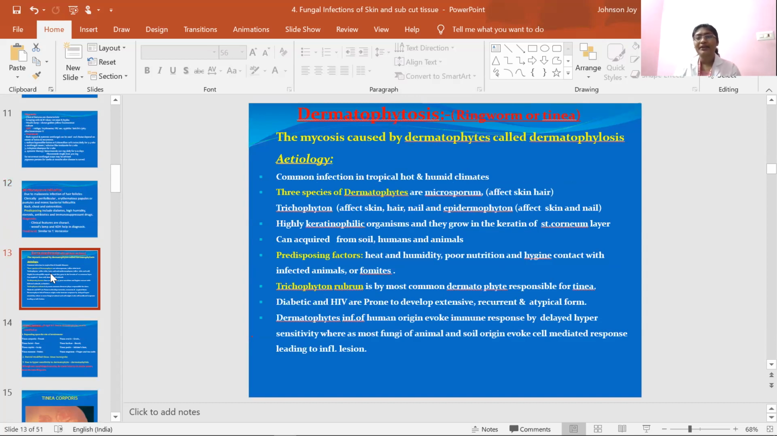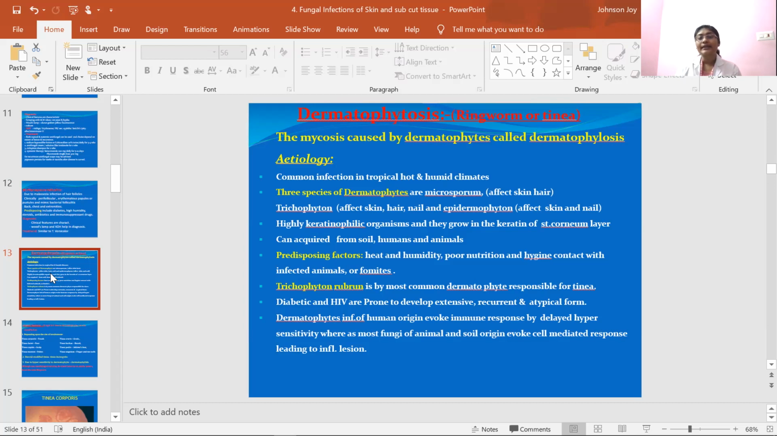This mycosis is caused by dermatophytes, called dermatophytosis. Now, the etiology is that it is a common infection in tropical, hot and humid climates. There are 3 genera of dermatophytes, and Microsporum mainly affects the skin and hair. Now, Trichophyton affects skin, hair, and nail. For an easy way to remember, tri means 3, so it can affect skin, hair, as well as nails. And Epidermophyton affects the skin and the nail. So skin is a common factor for all these 3 dermatophytes.